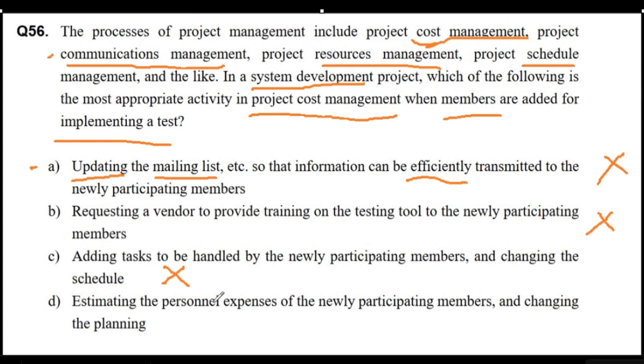So finally we have letter D, and saying that we estimate the personnel expenses and then change the plan accordingly. So from the previous choices, which we already labeled as incorrect, seems like what we have left would be letter D. Letter D, which is on the cost. It's talking about expenses. Then seems like it's really the more apt answer for project cost management.